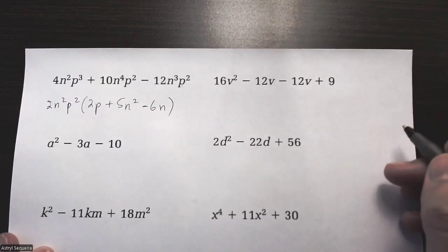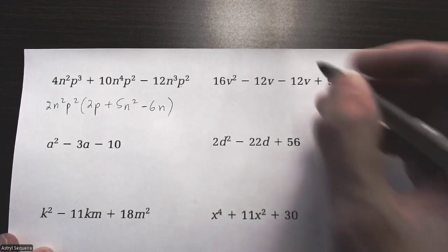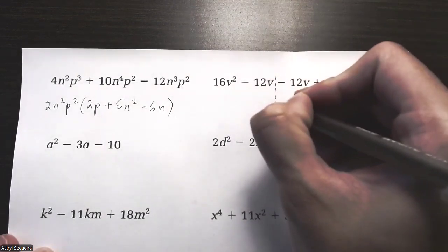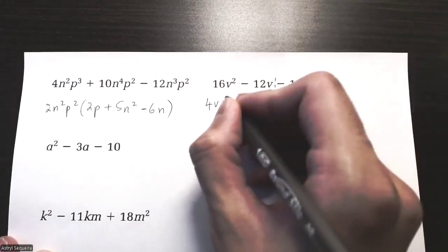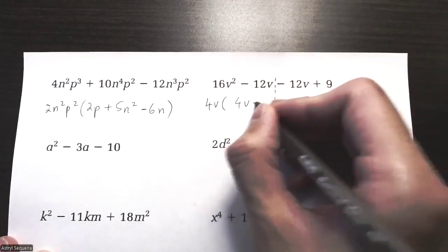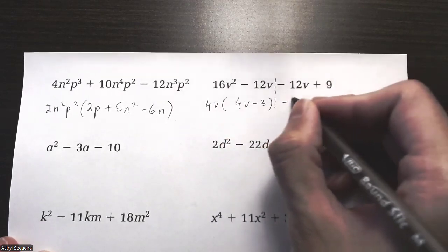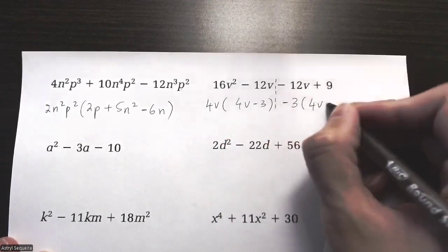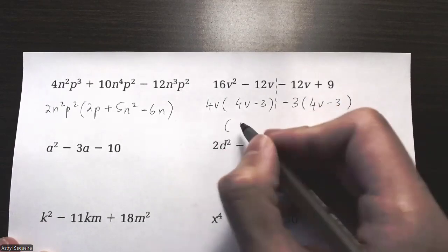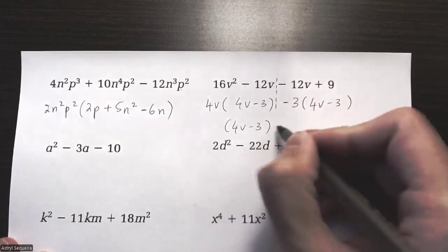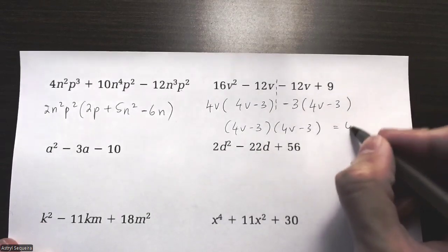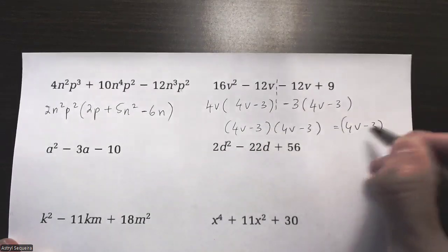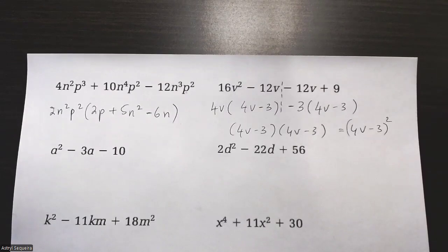Second question over here, I'm factoring this one. I have four terms. I'm factoring it by grouping, so I'm going to split it down the middle. A common factor, the left side, I'll have 4v times 4v minus 3, and over here, negative 3, 4v minus 3. So now I just write the insides and the outsides, and this is actually going to be 4v minus 3 squared because the brackets match in this one.